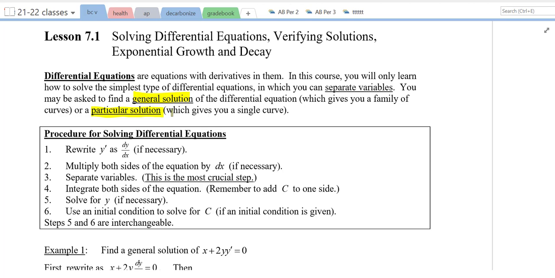Now, here's the thing. If you want that particular solution, there's this initial condition that you can use. You can plug it in and then solve for c. It's kind of like anti-differentiation, just another way of doing it. So let's take a look at example number 1.